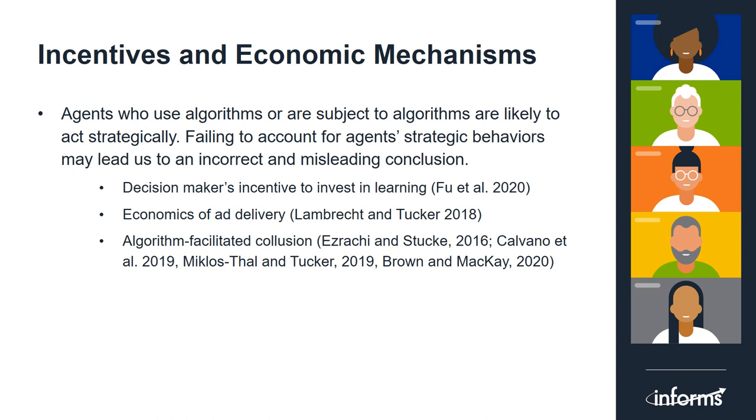For example, Fu and others consider decision makers' incentive to invest in learning and show that new notions of machine fairness, such as equal opportunity, can make everyone worse off, including the very group they try to protect. This is because reinforcing fairness in the output of the algorithm can negatively affect the benefits from the algorithm.